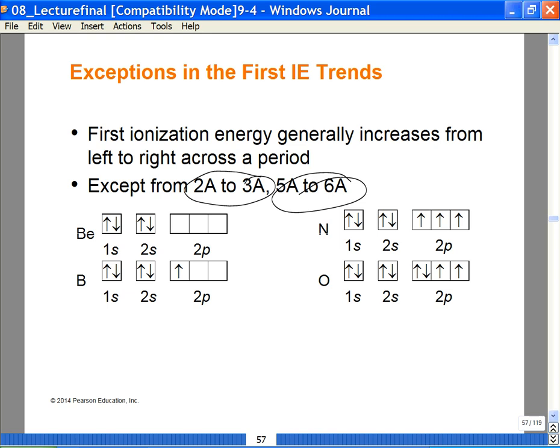These are some exceptions that you can memorize. When you go from 2A to 3A and from 5A to 6A, the energy offsets each other. So in your notes when you're studying at home, look at these two slides and make note of these two exceptions and the explanation as to why.